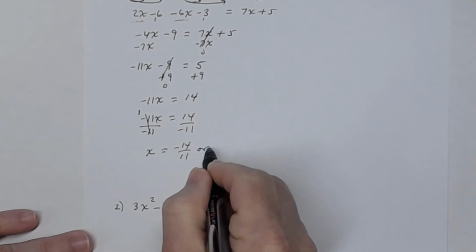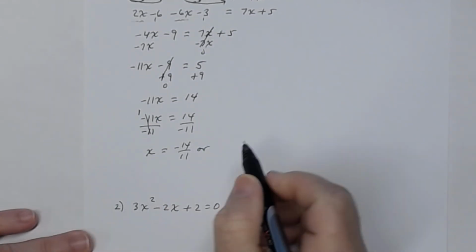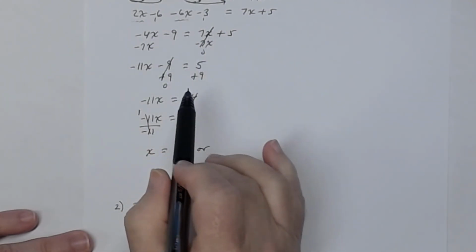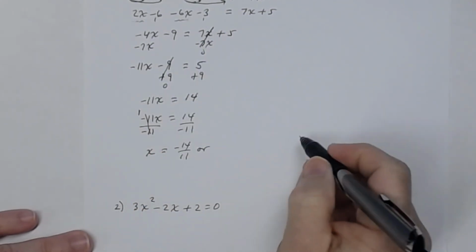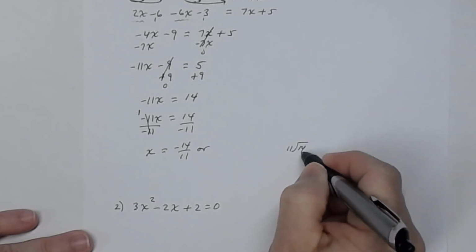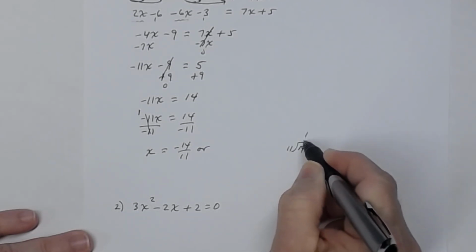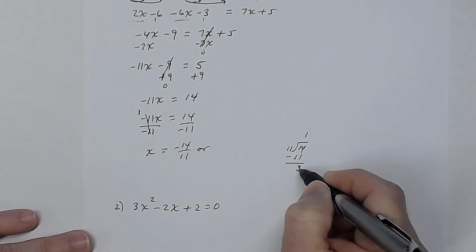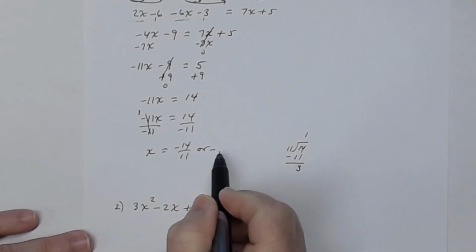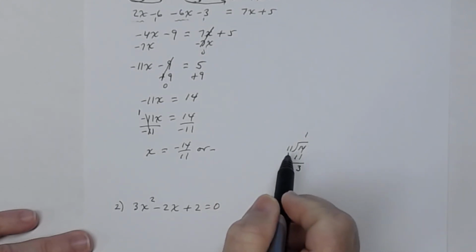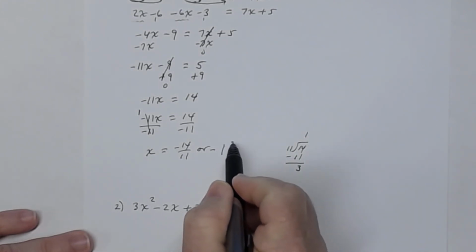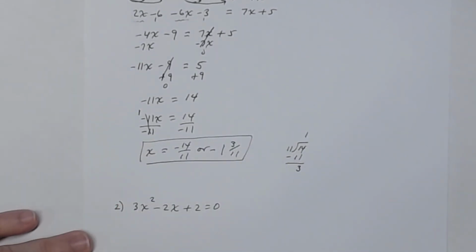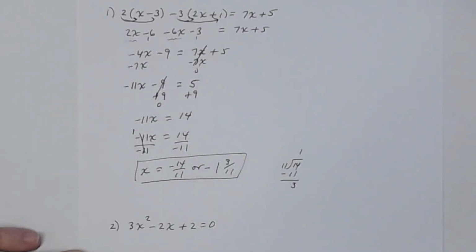If you wanted to write it as a mixed number, not a decimal, don't write it as a decimal because there are no decimals here. But if you wanted to write it as a mixed number, you could say 11 into 14, just like this. 11 into 14 is 1, 1 times 11 is 11, and then subtract and you get a remainder of 3. So this would be negative 1 and 3 elevenths. So either one of those will be fine. But there's the work. That's the work you had to show.